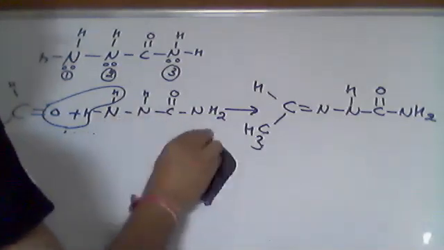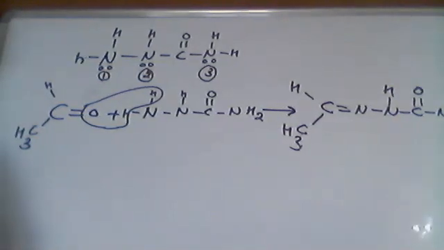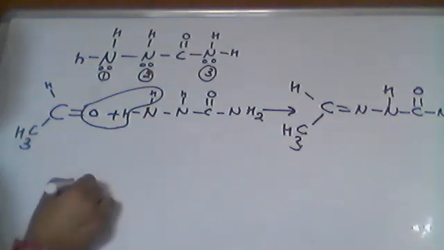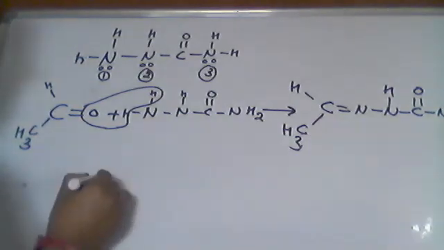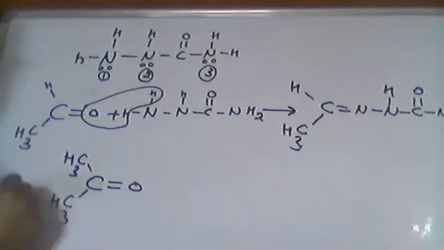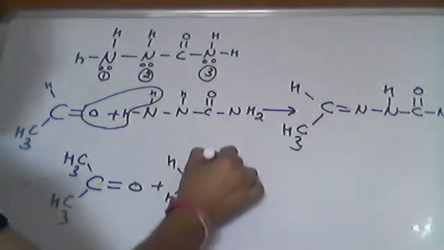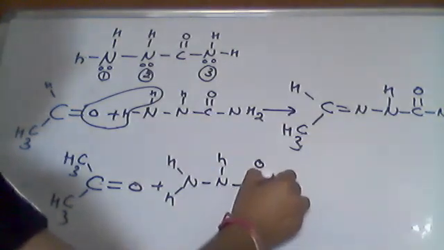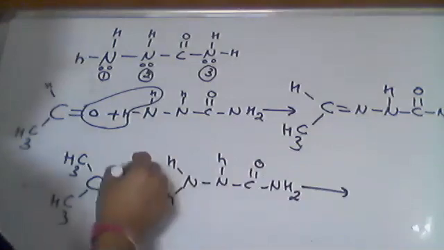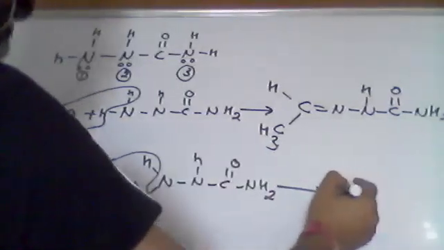Next example I will take with acetone: C double bond O with a CH3 on each side, reacting with NH2, NH, C double bond O and NH2. Again I can remove a water molecule. pH I told you yesterday to keep at 4.5, because otherwise protonation of nitrogen takes place and further reaction is not going to happen. So I'm going to remove water and get the product.